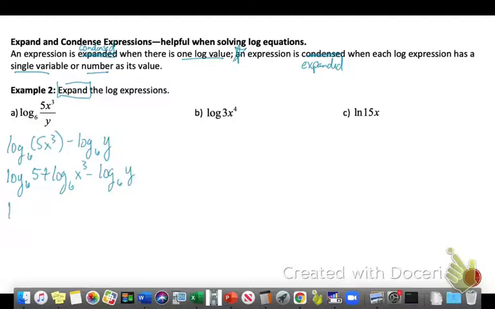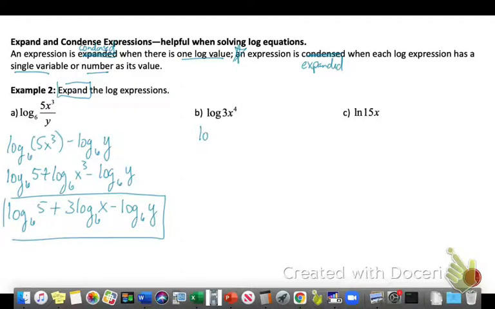Now, I notice I only have one log expression that is not expanded completely because my middle log expression is x cubed, not a single variable. But I can use the power property to pull that 3 out front as a multiplier. So I rewrite my first term, log base 6 of 5 plus 3 times log base 6 of x minus log base 6 of y. Now, this expression is expanded completely because all of my logarithms have values of either a single variable or number, so 5, x, and y. And we use expansion when we take a step further and solve log equations.